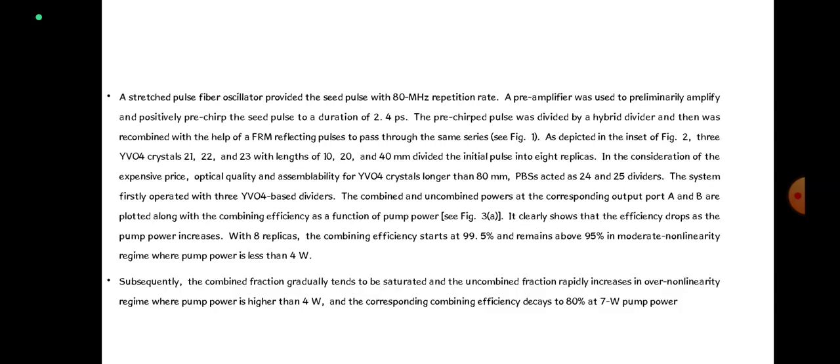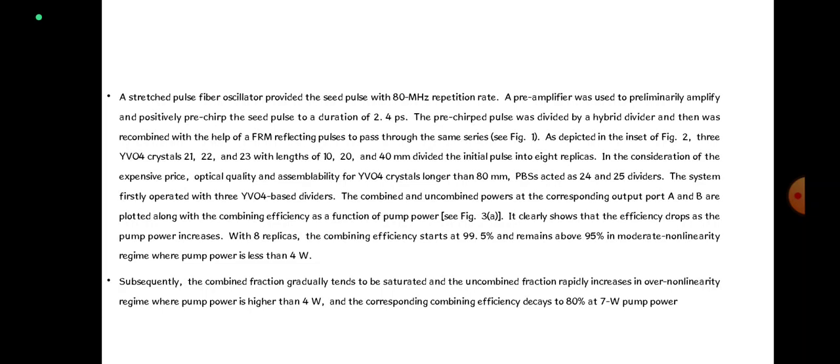A mode-locked fiber oscillator provides the seed pulse with the repetition rate. A preamplifier was used to preliminarily amplify and positively pre-chirp the seed pulse to a duration. The pre-chirped pulse was divided by a hybrid divider and then was recombined with the help of reflecting pulses to pass through the same series. In consideration of expensive price, optical quality and assemblability, crystals longer than 18 mm acted as the 24-25 divider.